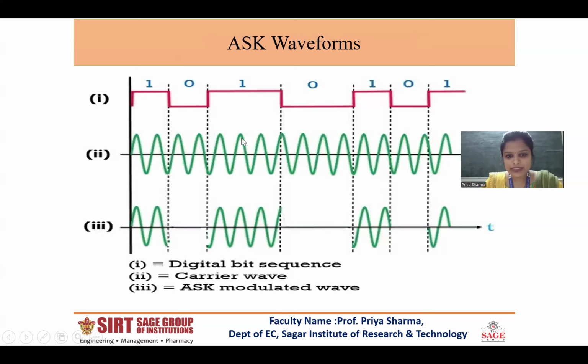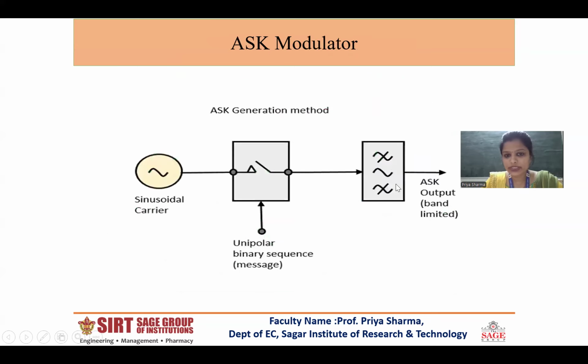This is the waveform of ASK. This is our message signal. This is the carrier signal. And this is the amplitude shift keyed signal. Whenever there is a binary 1, it will follow the carrier signal. And whenever there is a binary 0, it will display no signal. Again, 1 is here, it will display the carrier signal. 0 is here, it will display no signal. So it continues in this way.